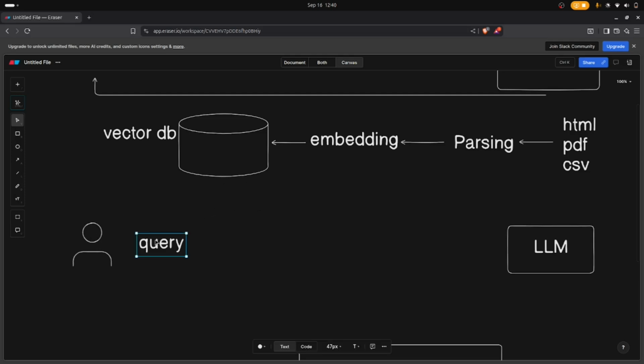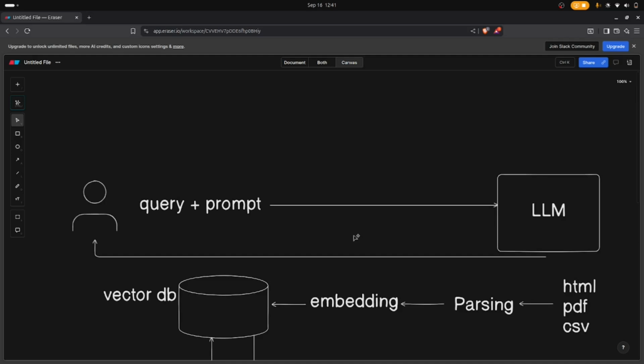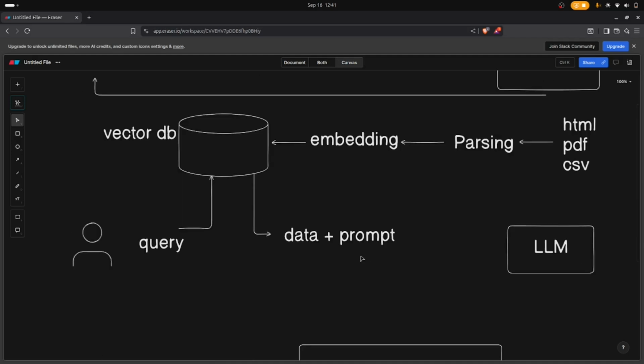Now, when the user sends a query like, how many rooms are there in my house? I do not send this query directly to the LLM. In fact, I send this query to the vector database, and the vector database will give me the data regarding that query. And here I have that data from the vector database, and I combine that data with the prompt. This is basically the system prompt which I just discussed. The system prompt is something like, you are a helpful assistant. When we combine the data and the prompt, we send them to the LLM.